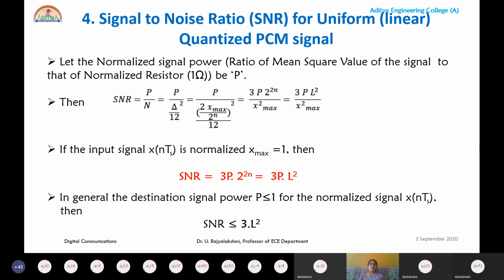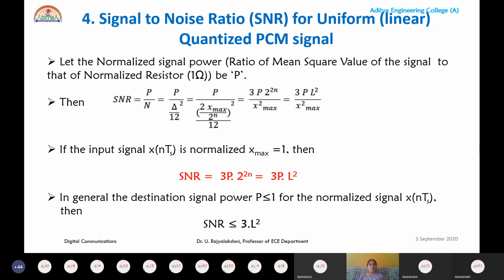What is the general expression for quantization noise power? Delta square by 12, where delta is 2x max by 2 power n. And what is the general expression for SNR? SNR is the ratio of normalized signal power to normalized noise power. Let us assume the normalized signal power as capital P, and the denominator we already calculated as delta square by 12. Please replace the value of step size as 2x max by L, where L is 2 power n. So upon simplification, you can get it as 3P into 2 power 2n divided by x square max, which equals 3PL square divided by x square max.